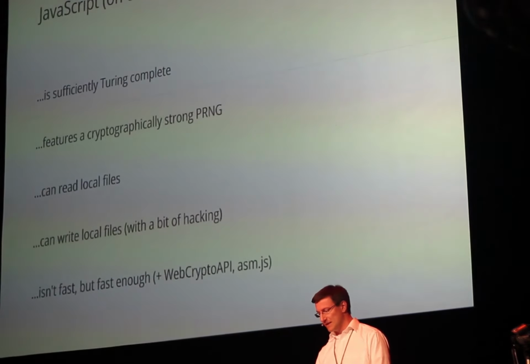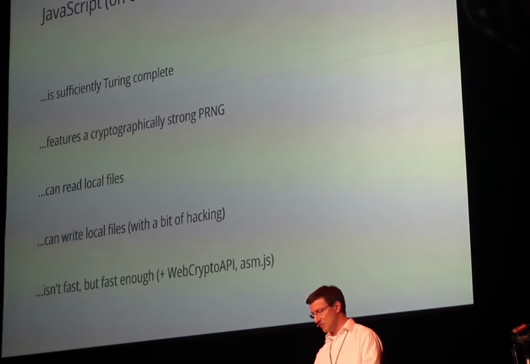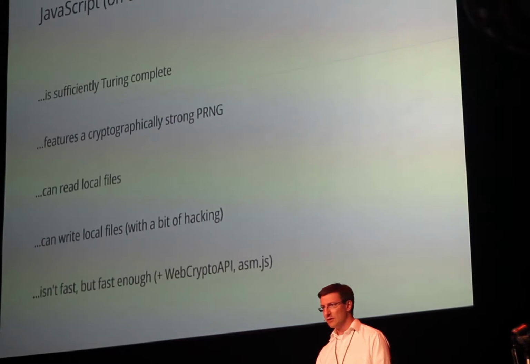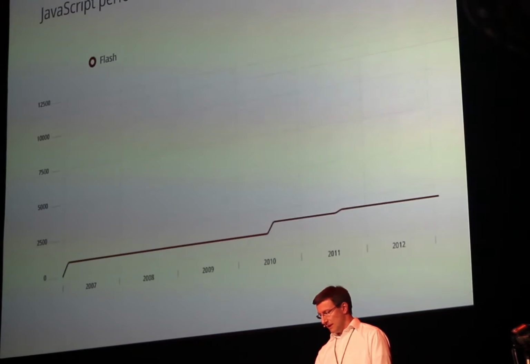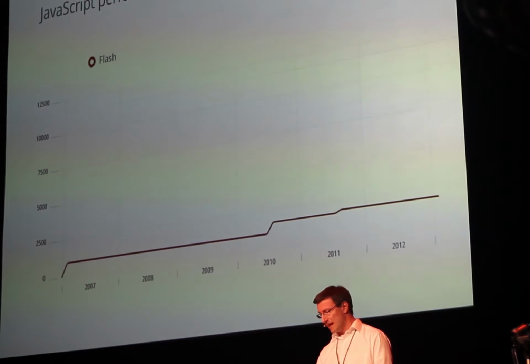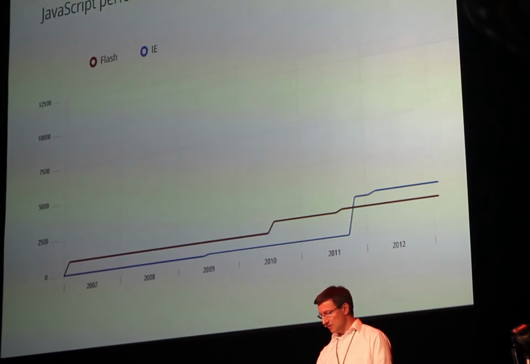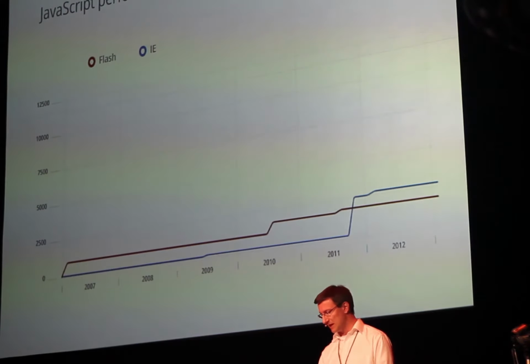It's not fast, but it's fast enough, and with the upcoming enhancements like web crypto and ASM.js, we will be looking at satisfactory performance. But even today, you can easily encrypt like 30 megabytes a second AES in JavaScript. The development of performance of the various platforms is quite interesting. Flash got marginally faster. JavaScript in IE just started to beat Flash in 2011. However, today it's actually quite fast, so this graph is not quite up to date.